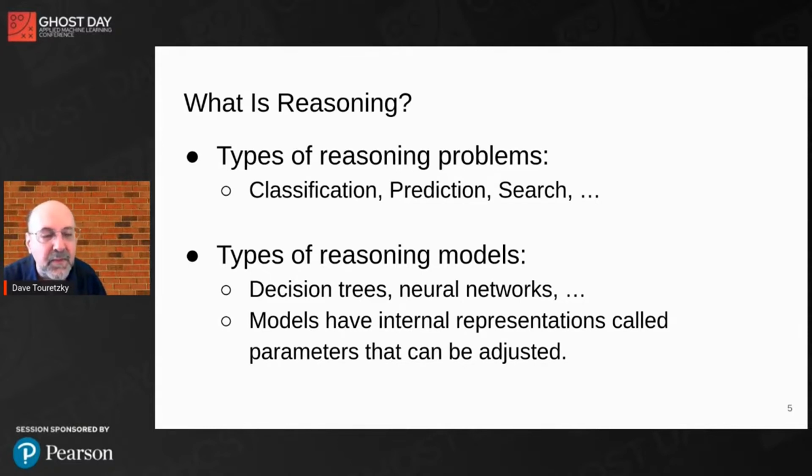And the other thing we want them to understand is the difference between a reasoning problem and a reasoning model. So reasoning models include things like decision trees, neural networks, the various algorithms that are used to solve reasoning problems. And these reasoning models have internal representations called parameters that can be adjusted. And that's what sets the stage for teaching children about machine learning.